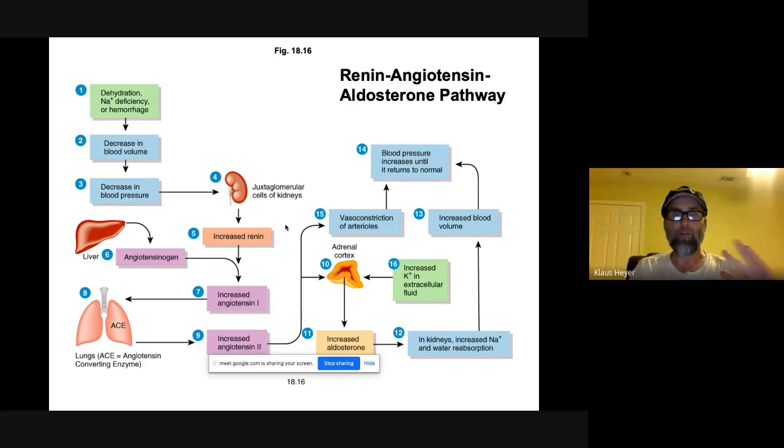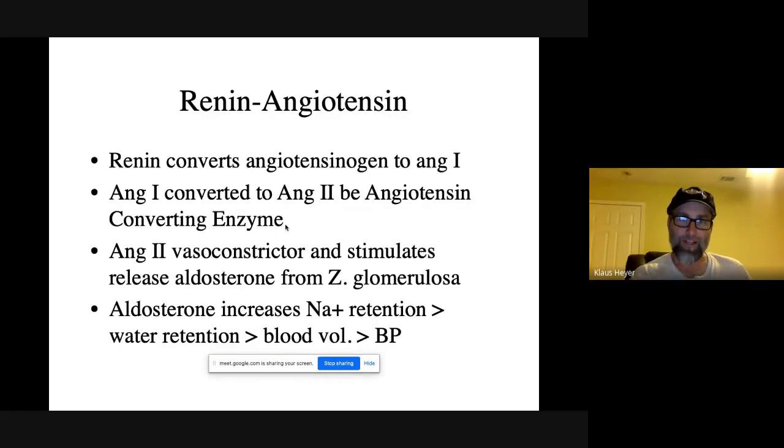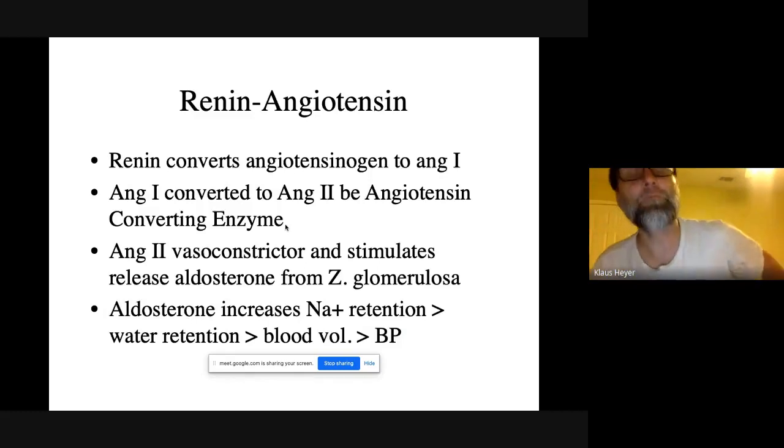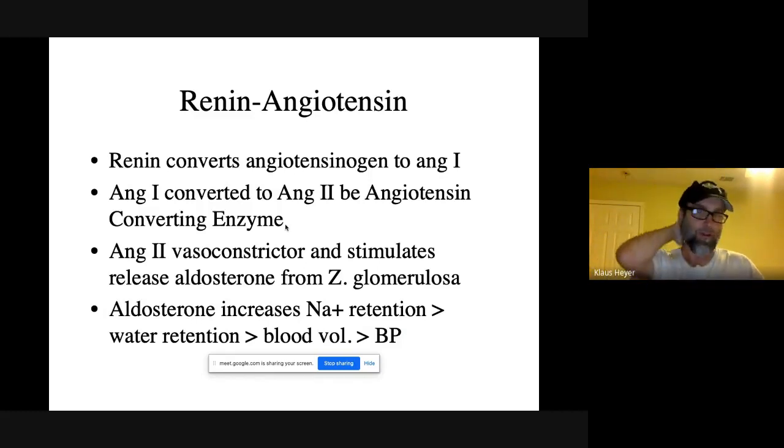Ultimately, you're going to constrict blood vessels, and you're going to reduce the amount of urine being produced. So how it does it is a lot more complicated, right? I have it right here, and I'll go with this one first. So let's talk about this one. What's going to set this whole pathway off? What's the trigger? Dehydration.